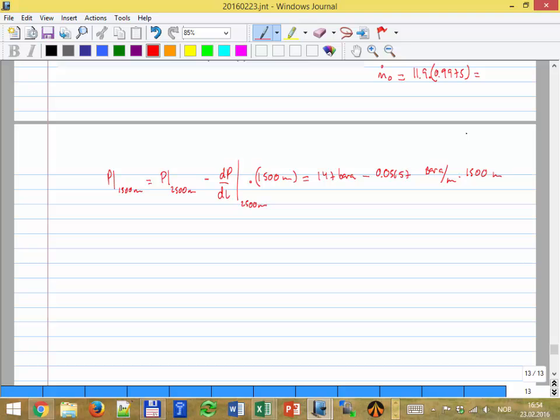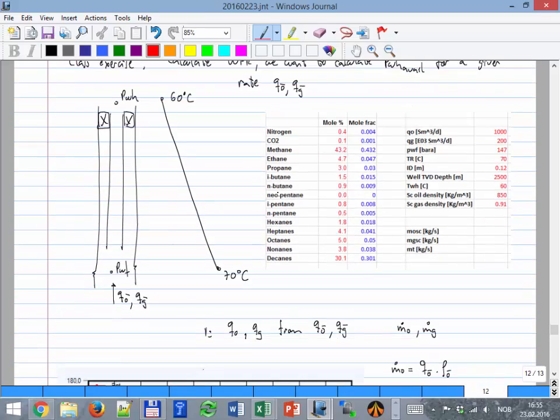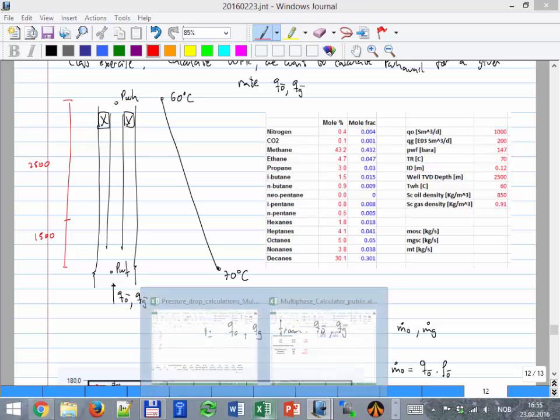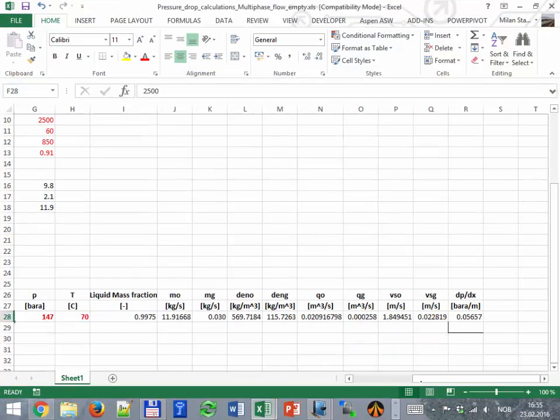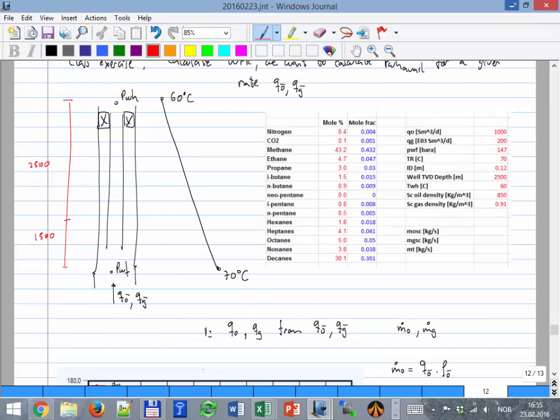How did you get the delta L? Well, we're saying that the tubing, the distance between these two points, is 2500, and we have decided to take increments of 1500. So we say the first point is 1500, then the next point is 1000, and then the next point is 500, and then the next point is 0.